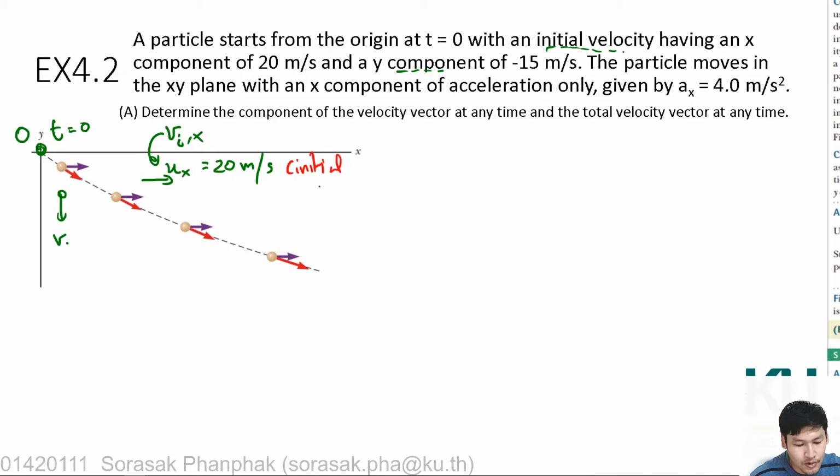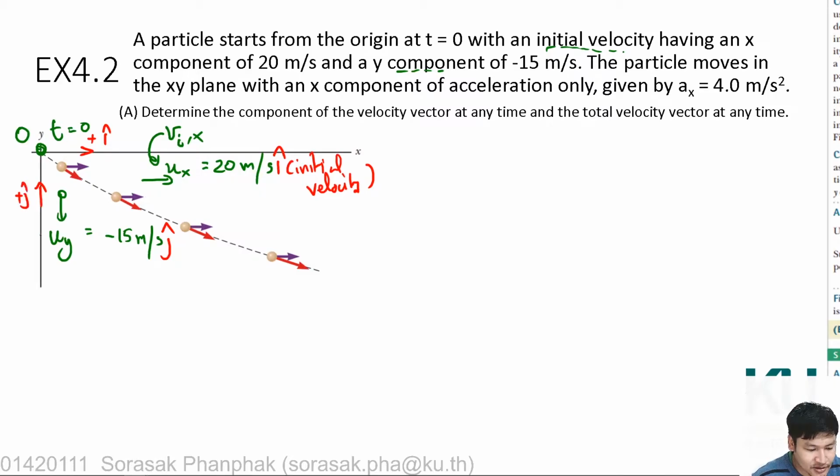Initial velocity in the x component. And how about in the y component? You have uy equal to minus 15 meters per second. If you write it as a vector, this one is along the y-axis, this one along the j-axis. If the unit vector is i here, and upward is plus j, then downward is minus j. The particle moves in the xy plane, so we focus only on this plane.